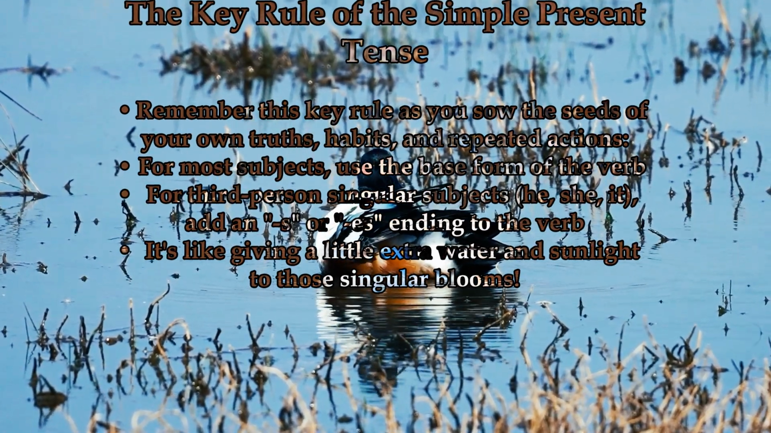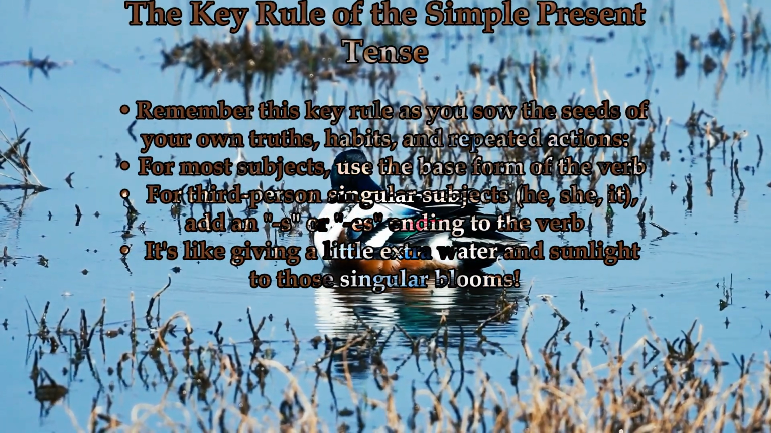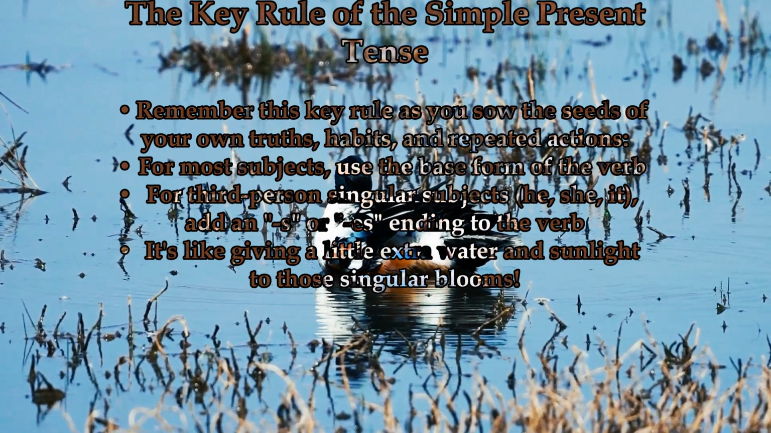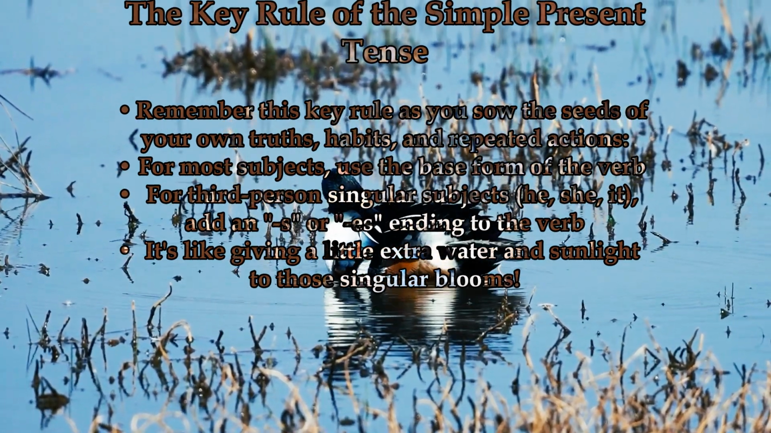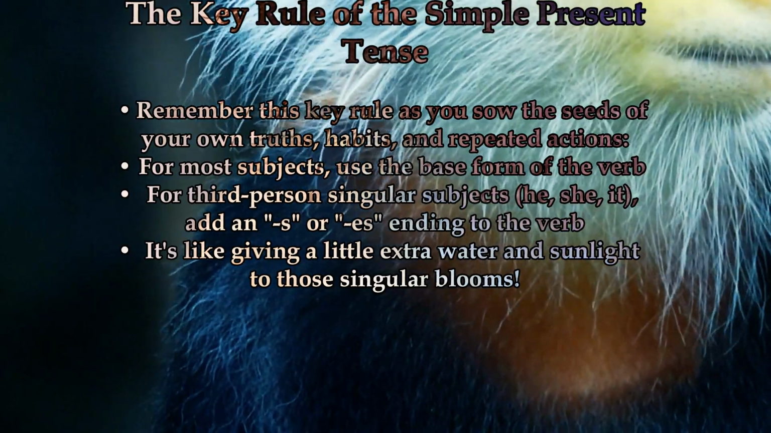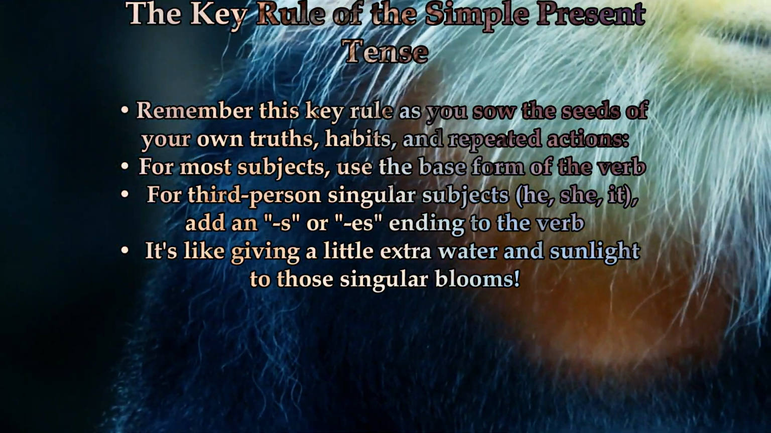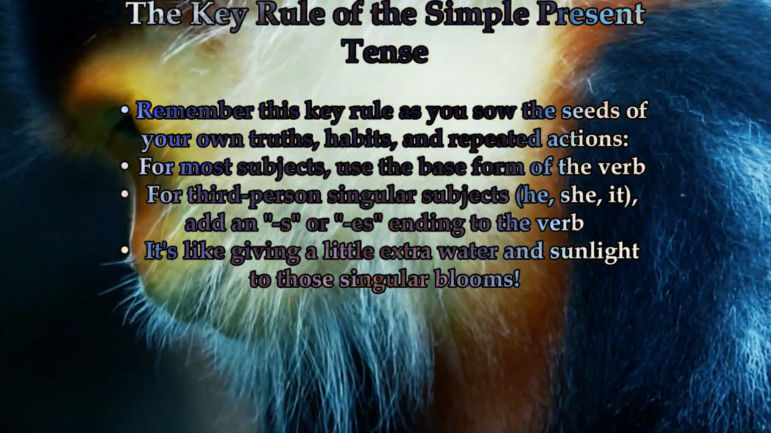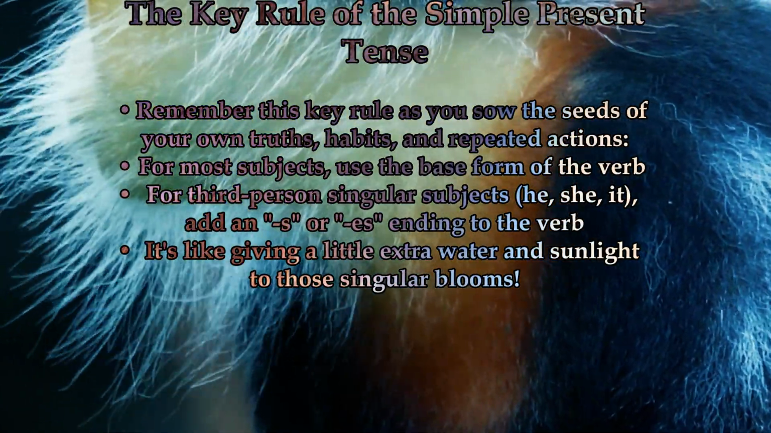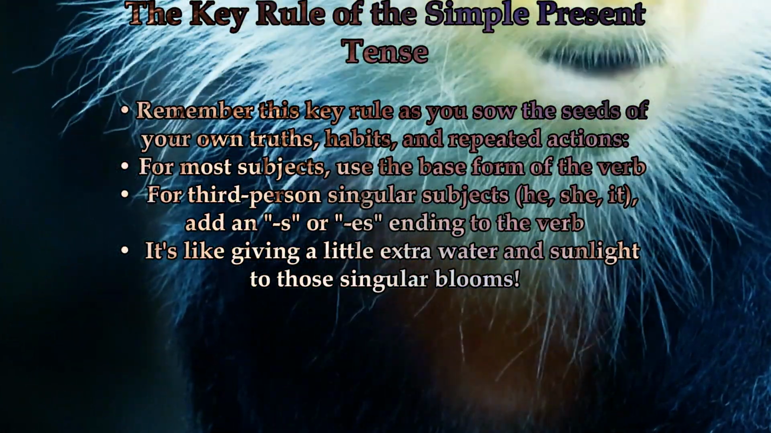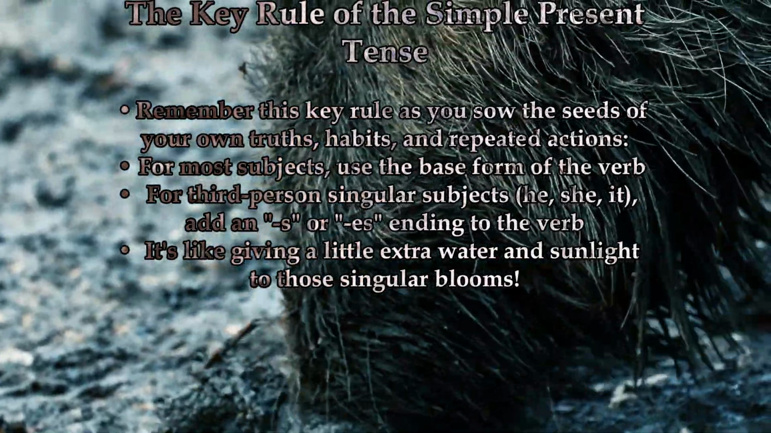As you sow the seeds of your own truths, habits, and repeated actions in the simple present tense, remember this key rule. For most subjects, use the base form of the verb. However, for the third-person singular subjects, he, she, it, add an s or es ending to the verb. It's like giving a little extra water and sunlight to those singular blooms.